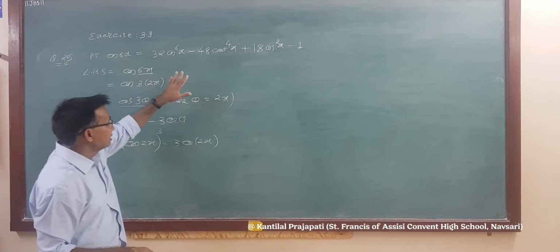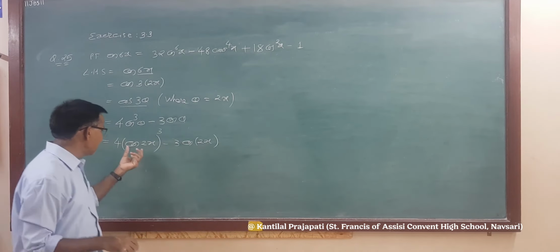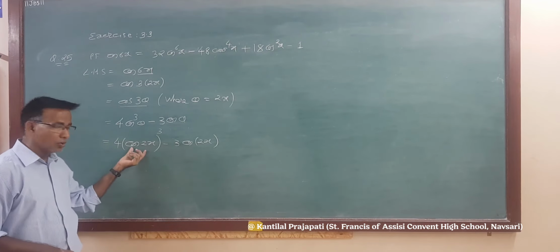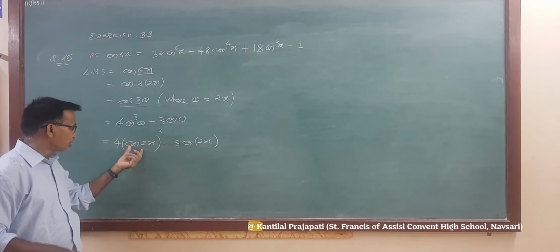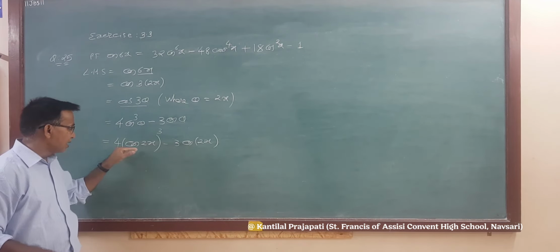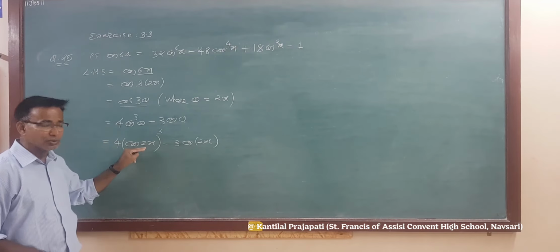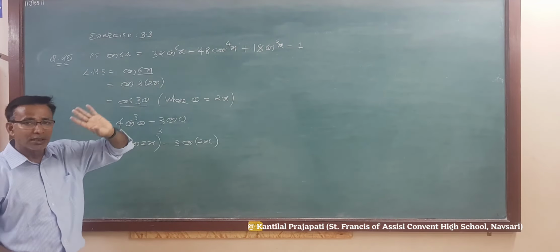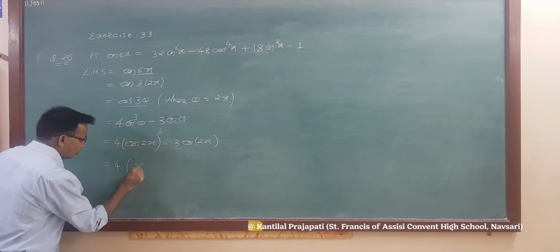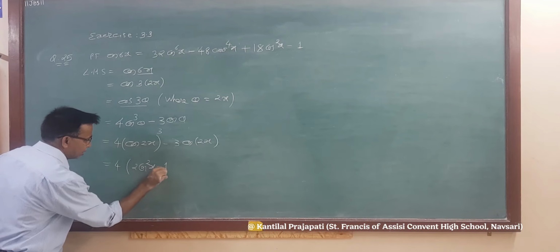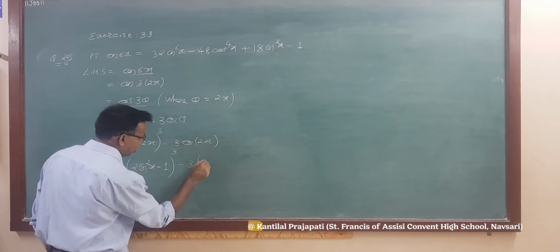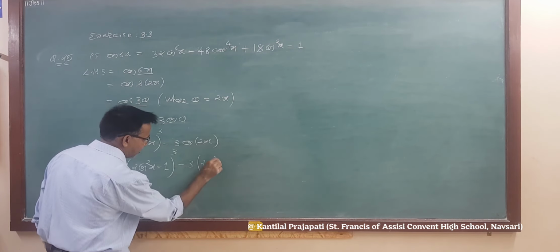Now see, the RHS requires terms of cos x, so we better write cos 2x in terms of cos x only. So we have three formulas. Cos 2x is cos square x minus sin square x, or 2 cos square x minus 1, or 1 minus 2 sin square x. From these three we choose 2 cos square x minus 1. Why? Because we require the RHS in terms of only cos x. So we write 4 in bracket (2 cos square x minus 1) cube, minus 3 into, here also, 2 cos square x minus 1.